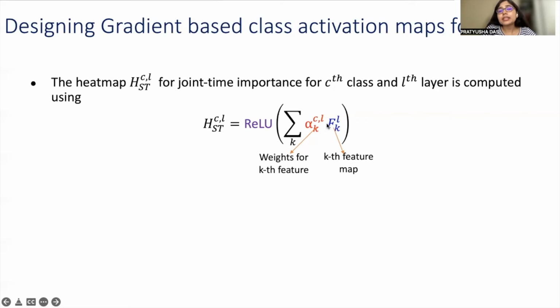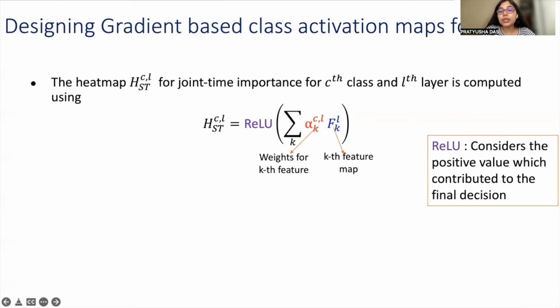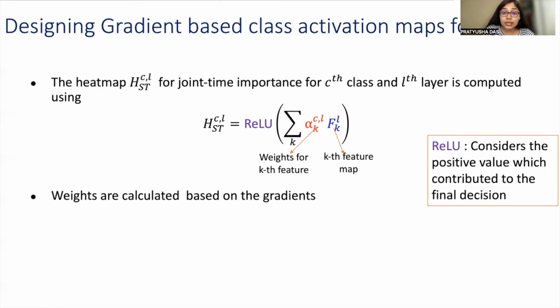Now the question is, how can we design these weights? And one more thing, why do we apply ReLU? ReLU considers the positive values which contributed to the final decision. That's why we apply ReLU on this weighted average to get the joint time importance map. Now, the question is how we design these weights.